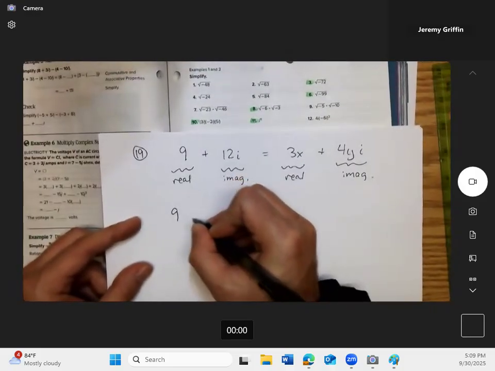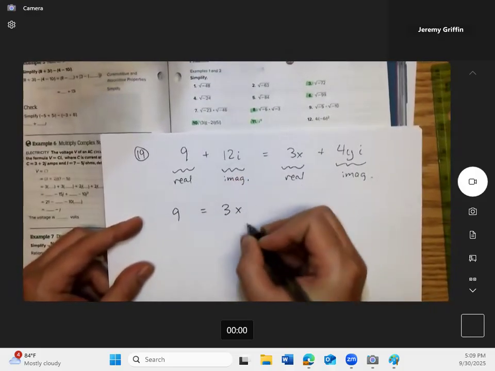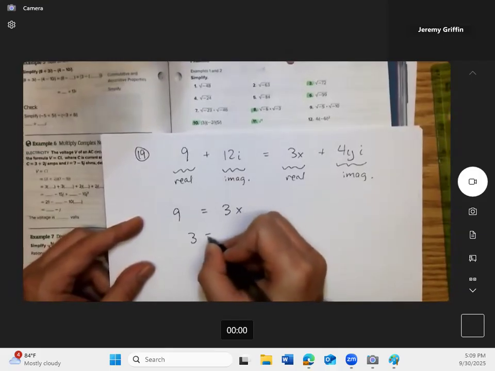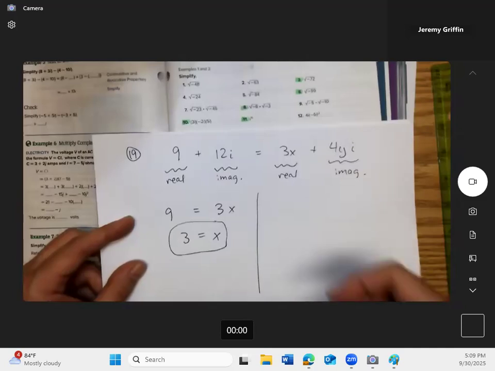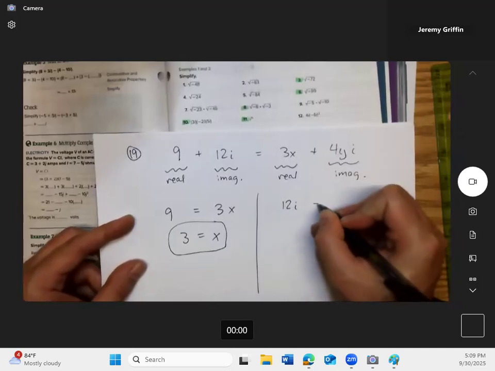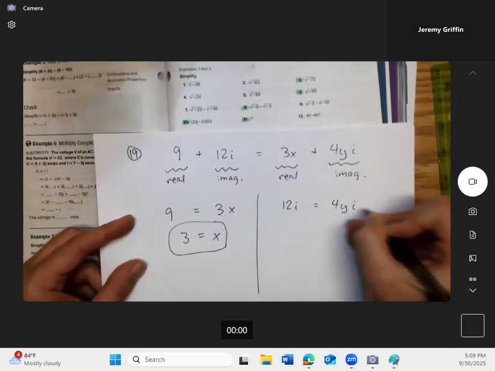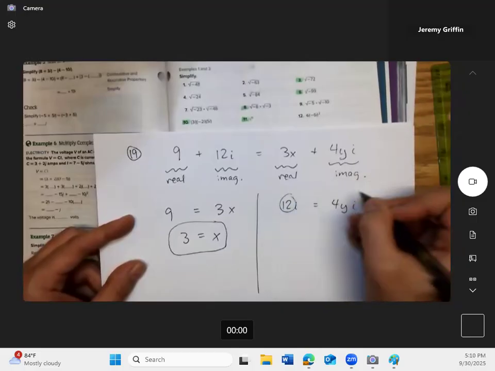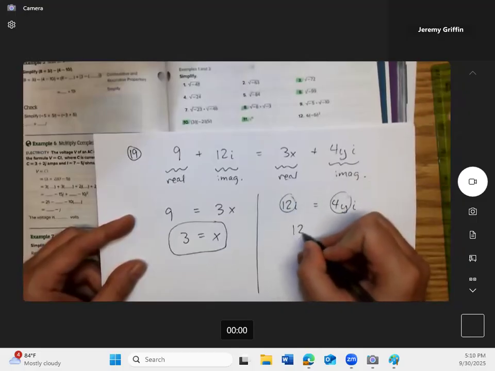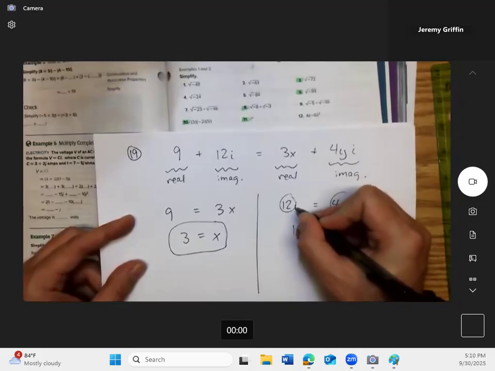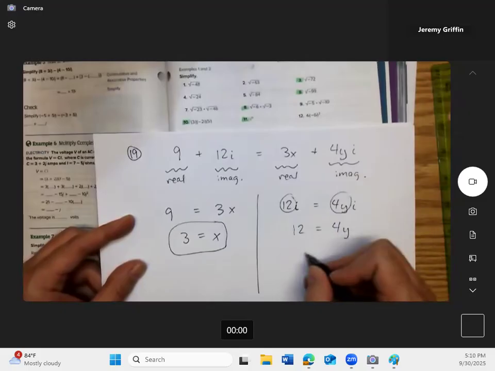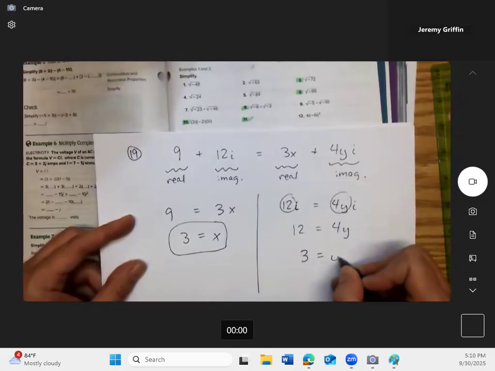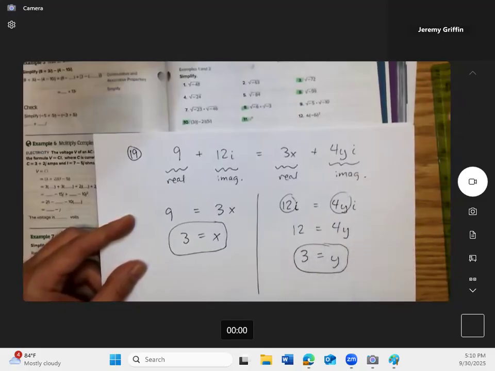That means that 9 must be equal to 3x. Divide both sides by 3. X equals 3. Okay. And over here, I've got 12i equals 4yi. So this 12 must be 4y. 12 equals, let's get an i here. Whoops, didn't mean it right over there. 4y. So divide both sides by 4. Ooh, y is also 3. Interesting. They're both equal to 3. Right? I think I did that right. Okay.